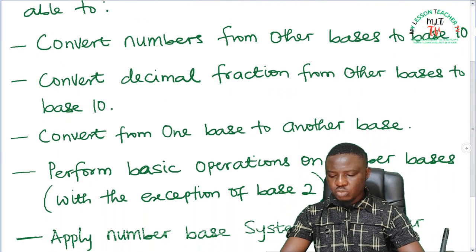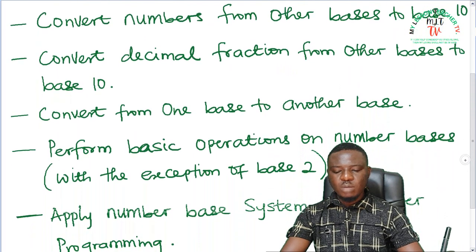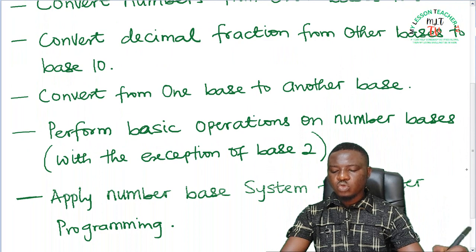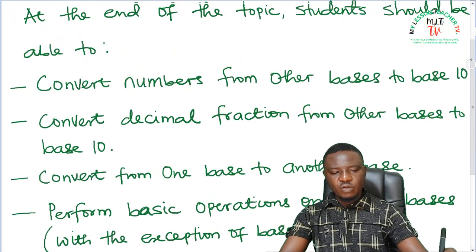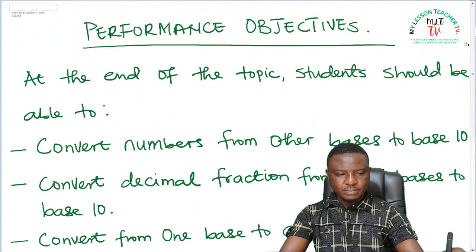At the end of the class, you should be able to know how to convert from one base to another base and also perform basic operations on number bases with the exception of base 2. At the end of the class, we should be able to apply number-based systems to computer programming. So these are the objectives of this topic.